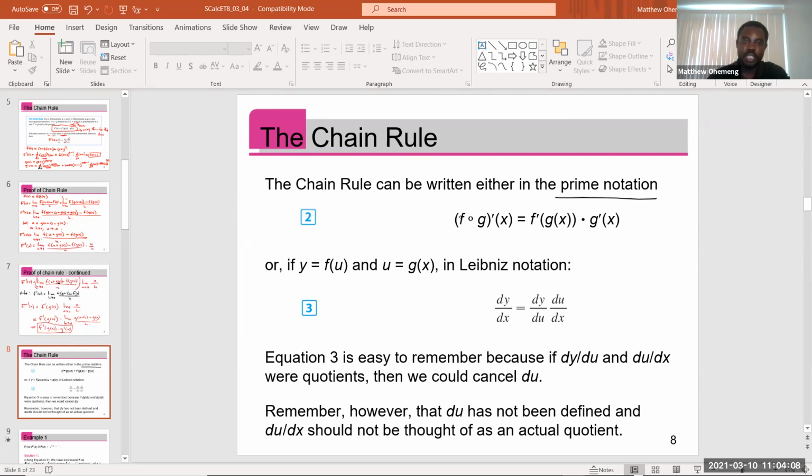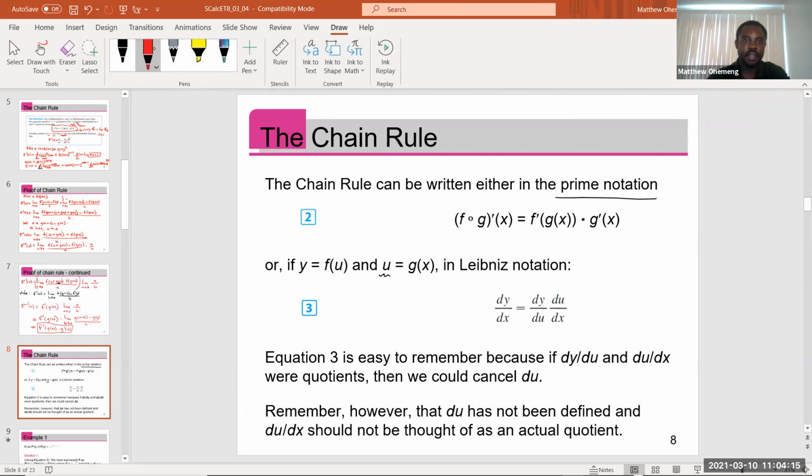So in Leibniz notation, all that you're going to do is just let u be the inner function. Remember that the composite function is given by f(g(x)). This is a composite function.